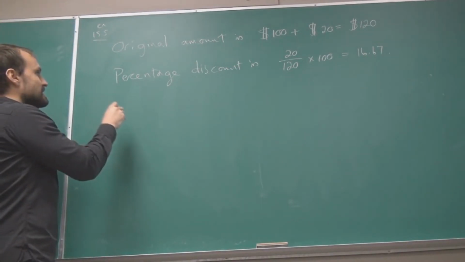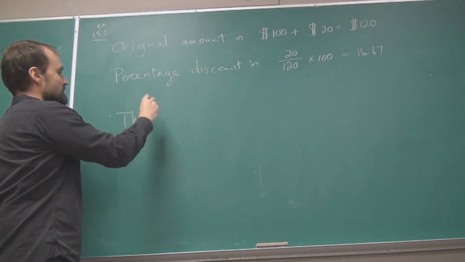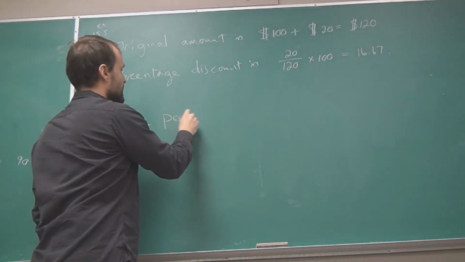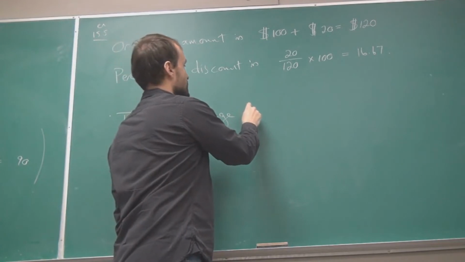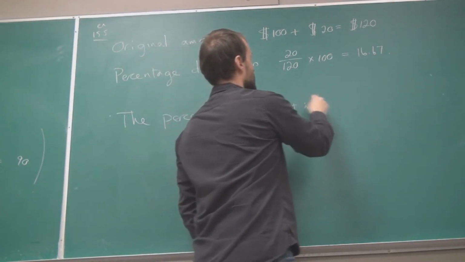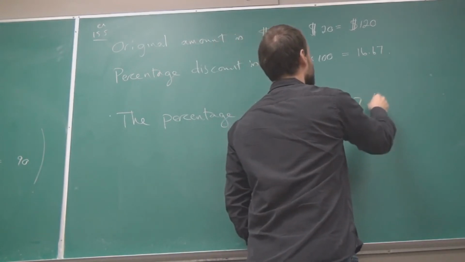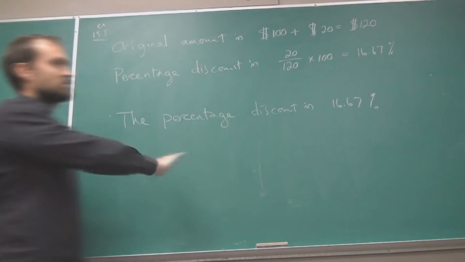My concluding sentence is going to use the words the question uses, the percentage discount, which I haven't used there as well, but a full, nice sentence. The percentage discount is 16.67, and then I say percent. You can say it here too.